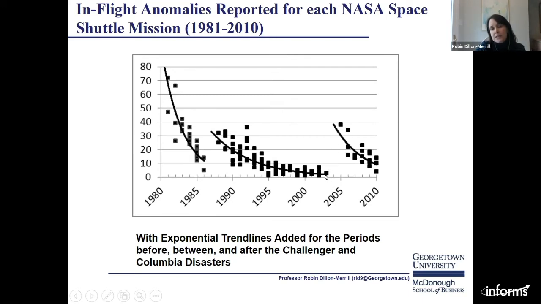And the part that is particularly concerning to me is how low these reported in-flight anomalies got right before the Space Shuttle Columbia. So one conclusion is that we've been doing this long enough, we understand what's going on. Or another possible conclusion from this data is that we weren't paying sufficient attention to these potential problems. And unfortunately, it was the latter.